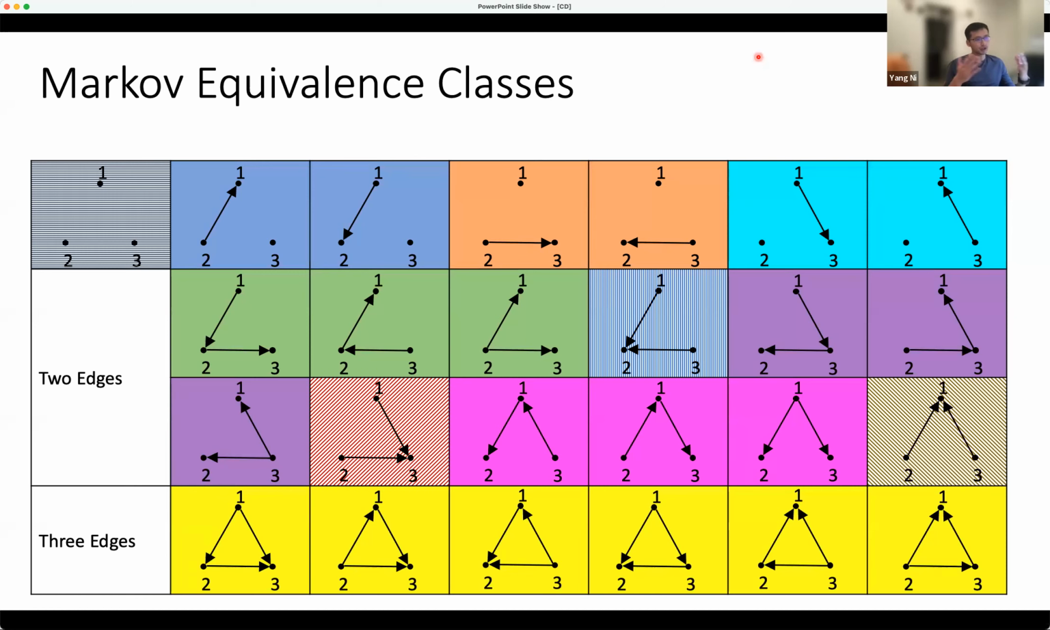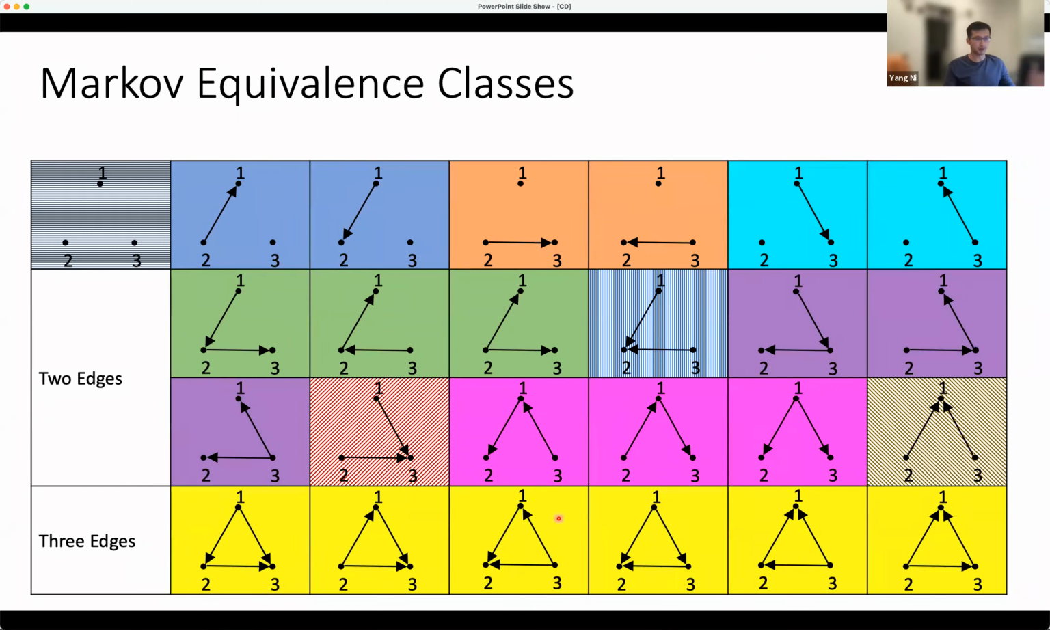In fact, we can partition these 25 graphs into several Markov equivalent classes. Within each class, all the causal graphs may look very different and have very different causal interpretations, but unfortunately, they have exactly the same set of dependence-independence relationships. Therefore, based on the procedure that I described on the last slide, you cannot tell apart graphs that fall into the same equivalent class.